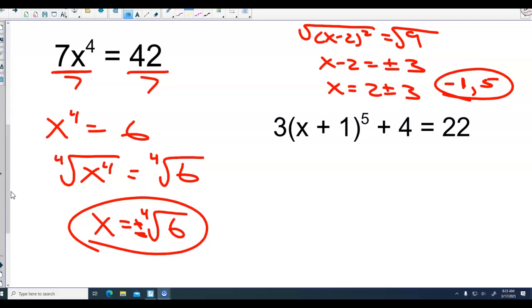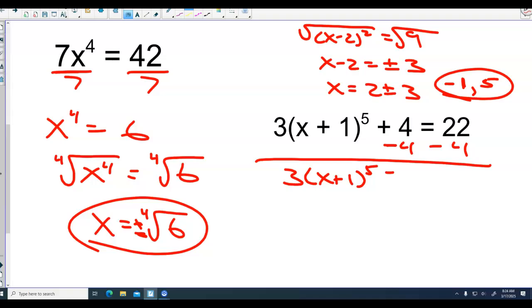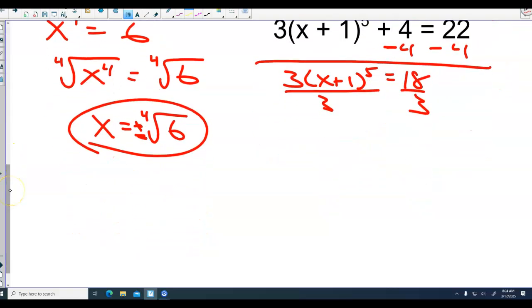I got to get that x plus 1 alone. I subtract 4. 3 times x plus 1 to the 5th equals 18. We divide by 3. Happens to be 6 again, that's just coincidence. x plus 1 to the 5th equals 6. So now I'm going to do the 5th root of both sides.